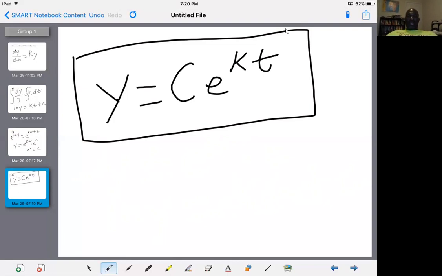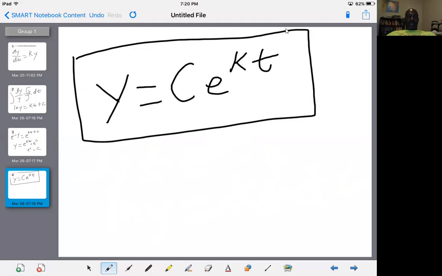Now, you may have noticed that I wrote my c as a capital C. And you may say, well, why didn't you write your c as a lowercase c? It really doesn't matter. I could have written it as a lowercase c. I could have used a letter other than c. I could have used any other letter in the alphabet. I could have used a Greek letter. Just typically, and normally, the letter that's used for this is capital C.